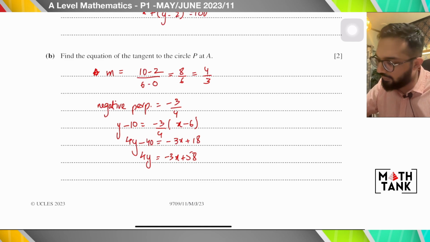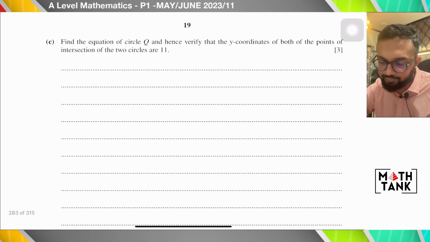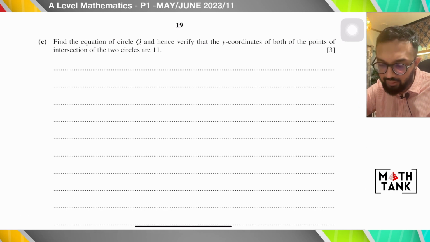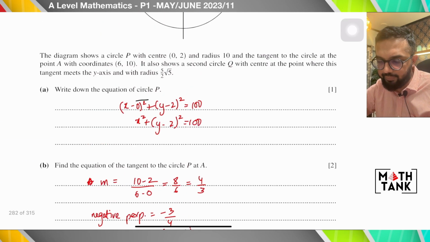58 over 4 should be 29 over 2. Yeah, okay. So that's fine. Find the equation of the circle Q and hence verify that the y-coordinate of both the points of intersection of the two circles are 11.